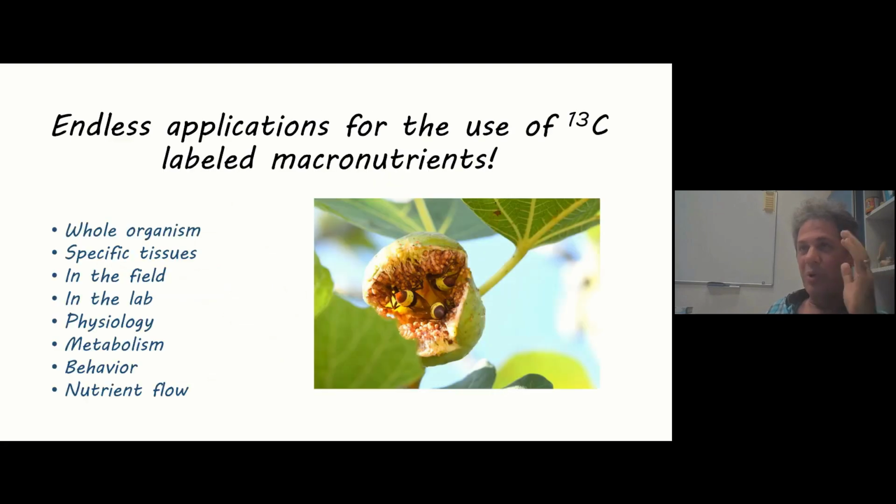So to sum up all these examples that I showed you, there is endless application for the use of delta C13 labeled macronutrients. We really just started to discover all the potential of these methods. You can study whole organism physiology or specific tissue. You can take it out to the field or do it in the lab, and it can answer a question in physiology, metabolism, behavior, nutrient flow, and it's very easy and simple to operate.